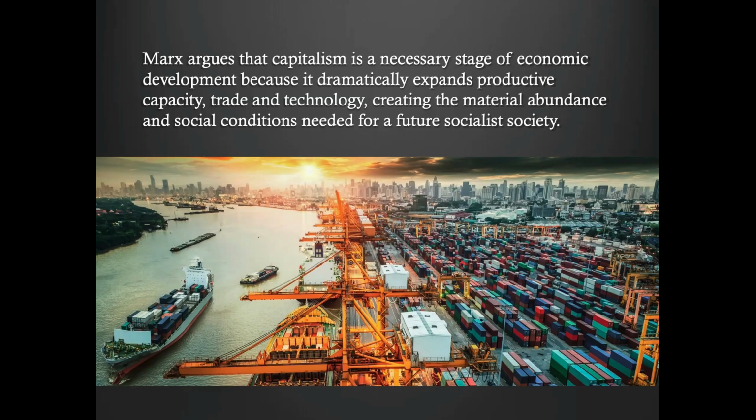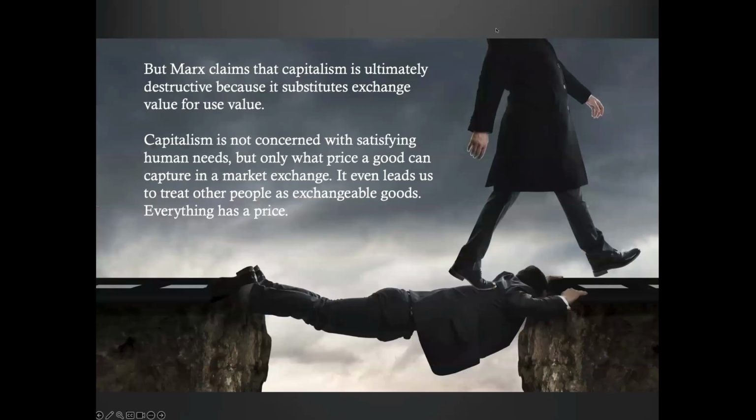So capitalism dramatically expands productive capacity, trade and technology, creating material abundance. If you can't create material abundance, there's nothing to distribute to anyone. There's no factories for the workers to take over. Now, but Marx claims that capitalism is ultimately destructive because, and here's the main problem with capitalism, it substitutes exchange value for use value.